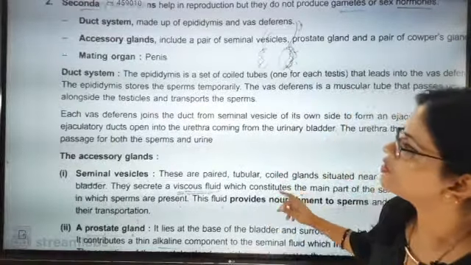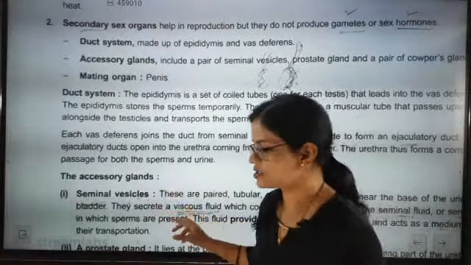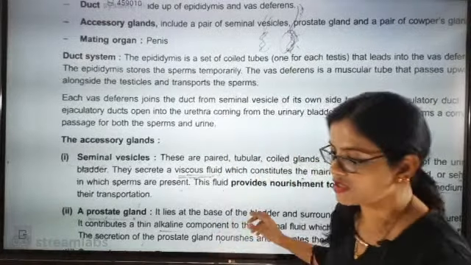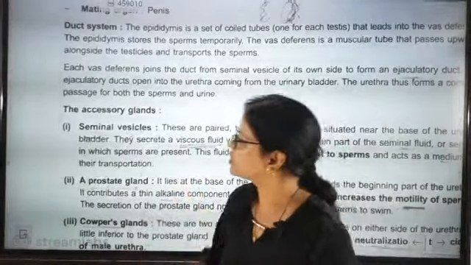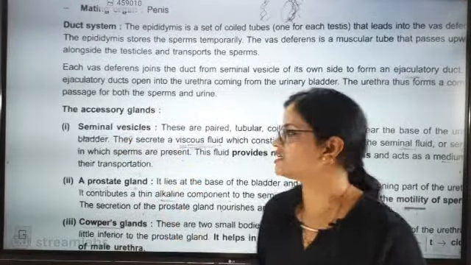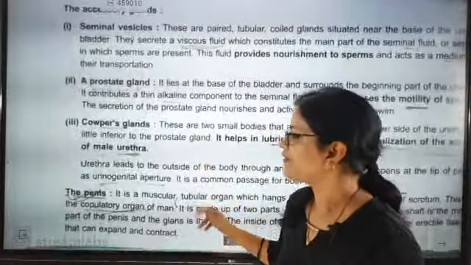Okay, now we are going to talk about accessory organs. So accessory glands. Like the human digestive system, accessory glands are also working and are very important. So what work is the accessory gland doing? Accessory glands consist of the seminal vesicle, a prostate gland, a Cowper gland, and the penis.